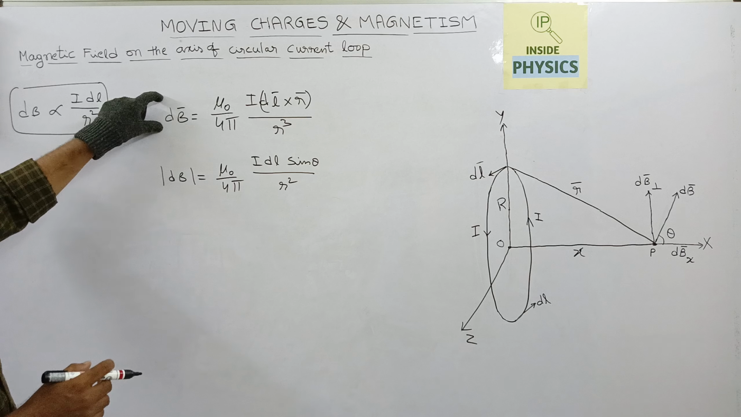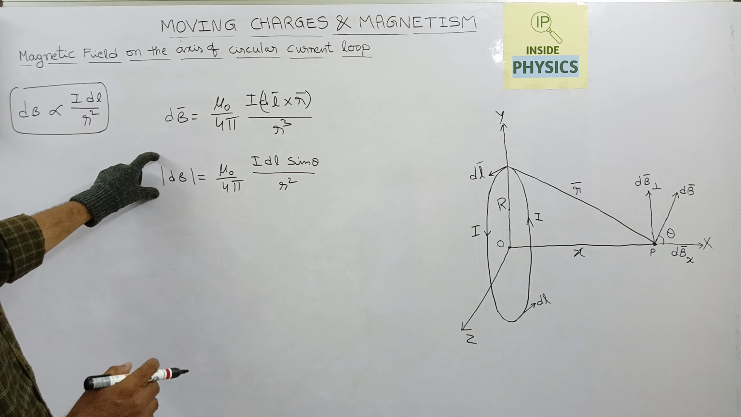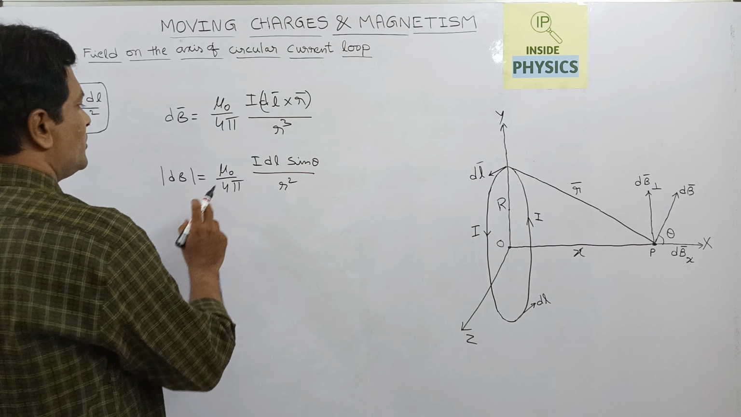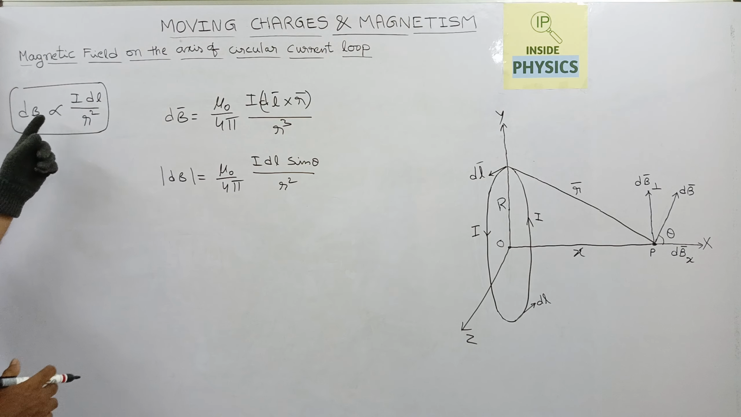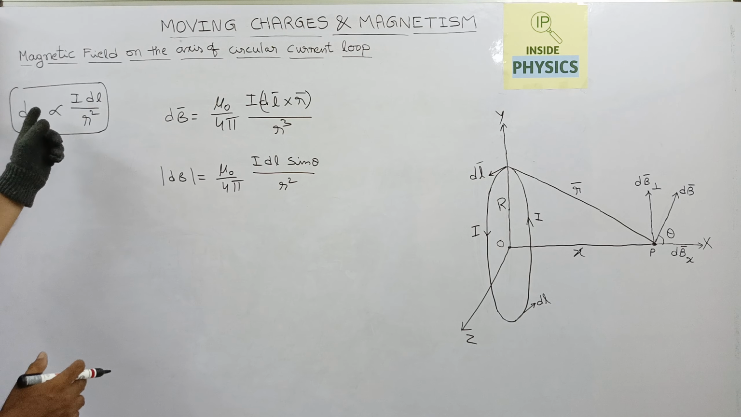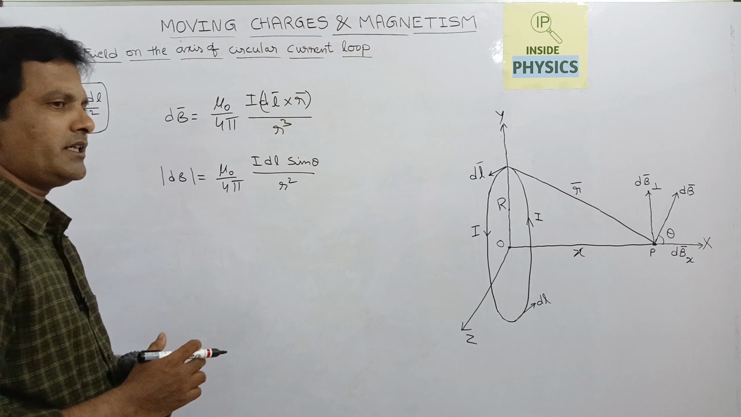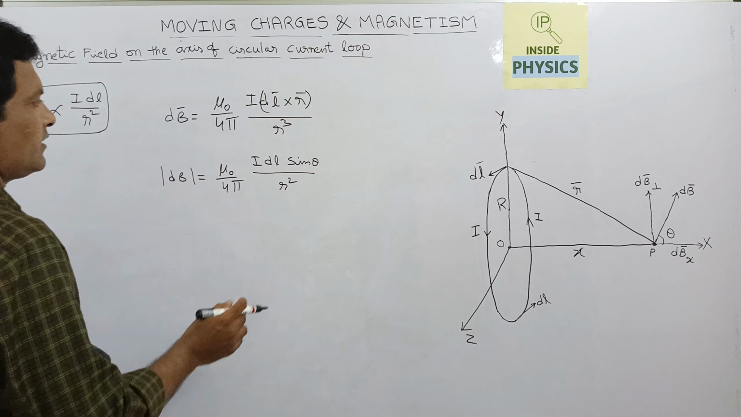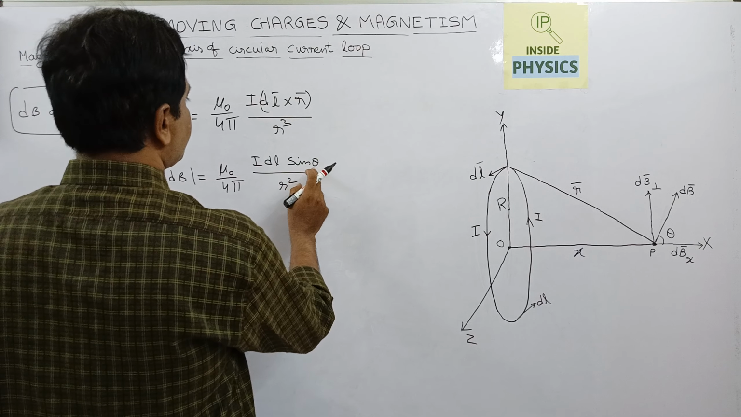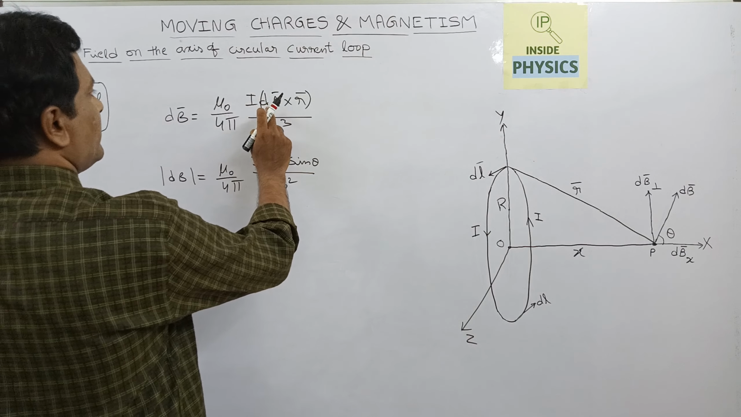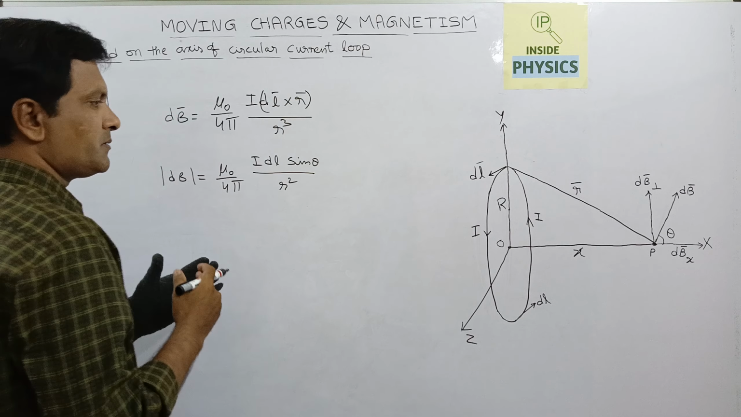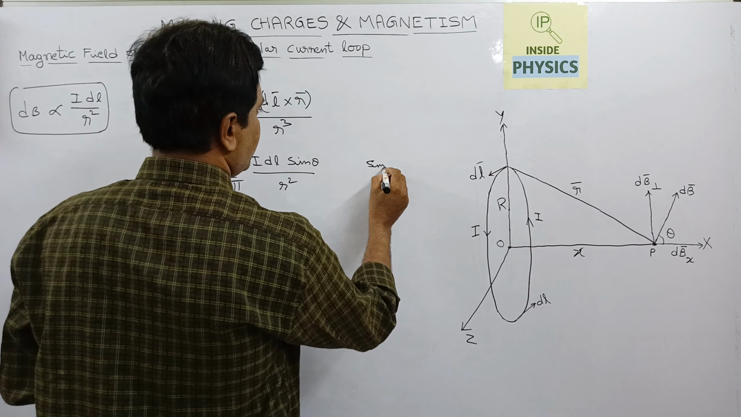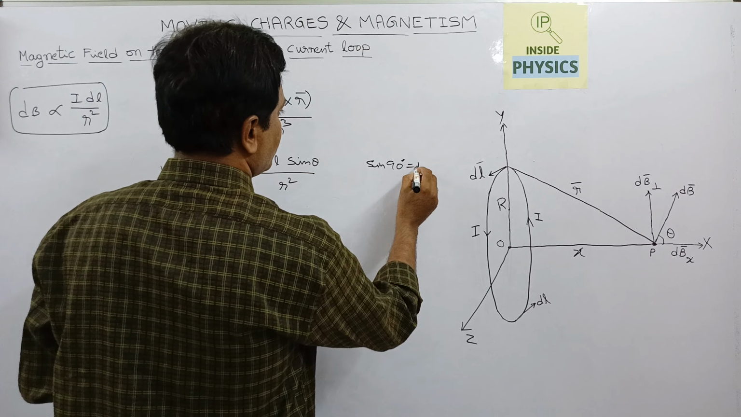This is the vector form; for the magnitude of the vector, that means the magnitude of the magnetic field, mu naught by 4 pi is a proportionality constant. Whenever we take a proportionality in this way, we need a proportionality constant to equate the LHS and RHS. So here I told you that the angle between the length element and the radius vector is always perpendicular, so sin theta will become 1. Sin 90 is equal to 1.